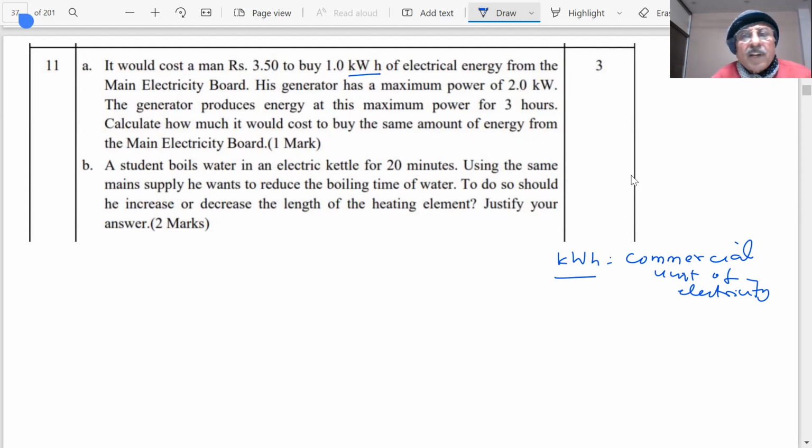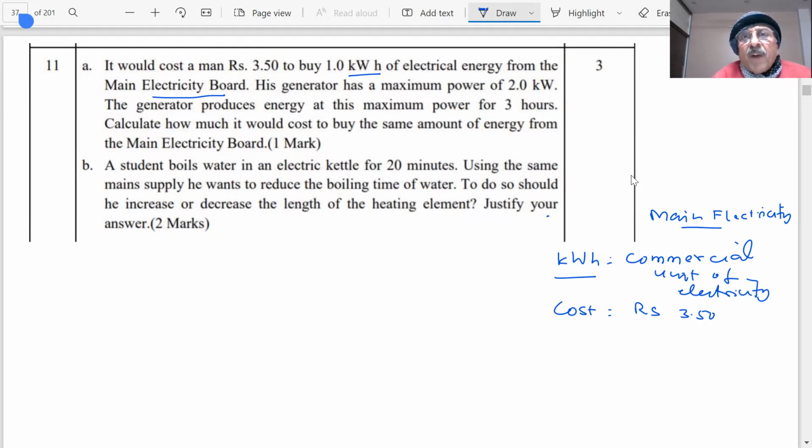One unit is 1 kilowatt hour, and he has given the cost of 1 kilowatt hour. How much is the cost? Rupees 3.50. So it would cost a man 3.50 to buy 1 kilowatt hour of electrical energy from the main electricity board. At your home, you have the main electricity board, student. The meter reading is taken. You can take the meter reading from your home.